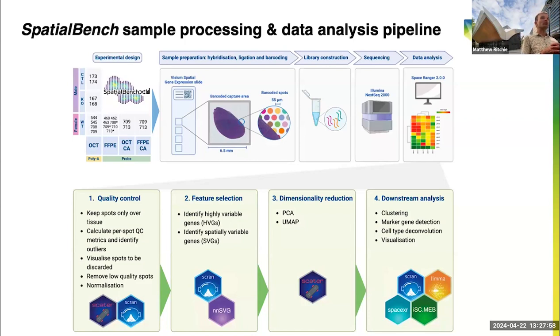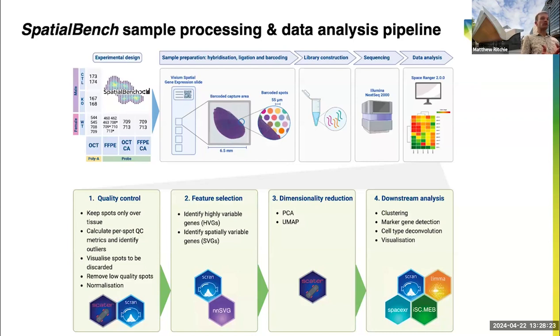Feature selection is important. We want to choose which features go into the rest of our analysis, so we can either go for highly variable genes or spatially variable genes, and there's methods in scran and nnSVG for doing that. And then dimensionality reduction and downstream analysis, which encompasses clustering, marker gene detection, and annotating those, and other steps as well. Cell type deconvolution and visualization.